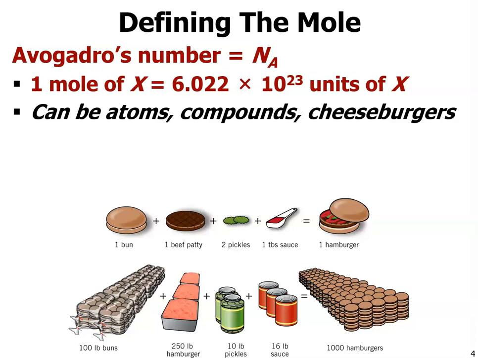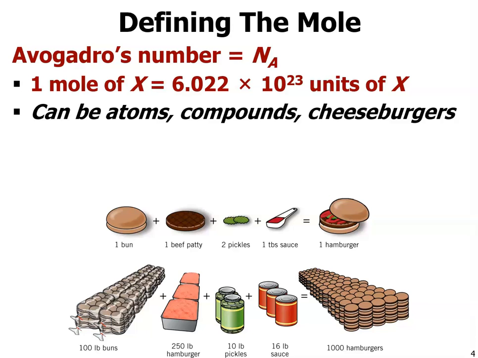So a mole is really just a conversion unit. A mole could be anything. It could be 6.022 times 10 to the 23rd hamburger buns, beef patties, pickles, sauce, whatever, right? But it's a way that when we're going to think about, here's the analogy. If I'm going to make 1,000 hamburgers, right, I need these different ratios of elements to create all of these hamburgers that we're going to make. The same thing with a chemical reaction.